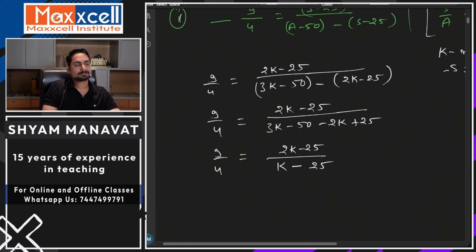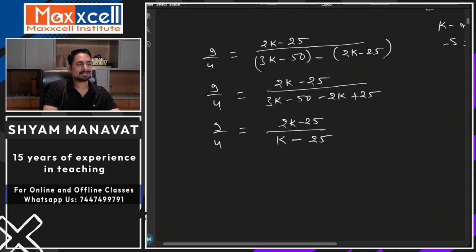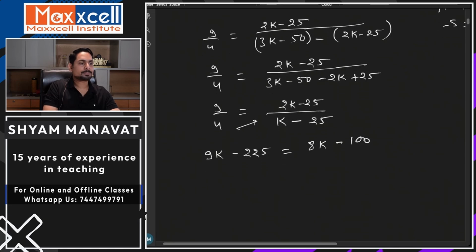अब आगे क्या करना है? आगे आप खुद समझदार हो यार. क्या करना है आगे? सिंप्लीफाई करो, k का वैल्यू निकालो. सो इफ यू क्रॉस मल्टीप्लाई, व्हाट यू गेट हियर, 9k minus 225 equals to, 4 मल्टीप्लाई करो, 8k minus 100. चलो ठीक है. Let's take k same side without k other side. So you got k equal to what, 125. Is it enough? Is it enough?